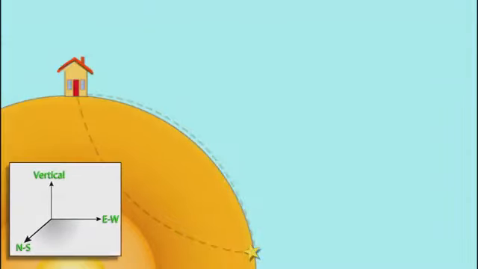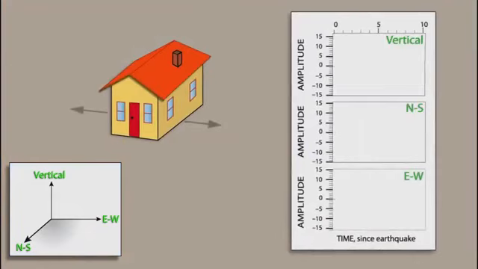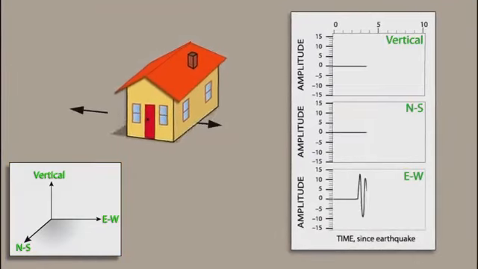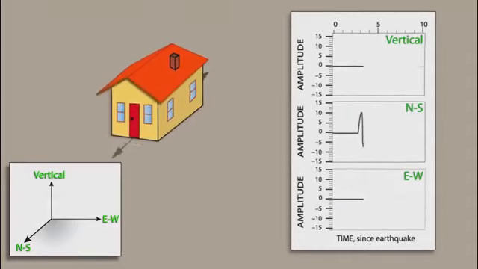Let's take a close-up, exaggerated look at how a house would be affected by each direction of motion. When the house is shaken in the east-west direction, this shows up on the lower component. Nothing is recorded on the north-south or vertical components.